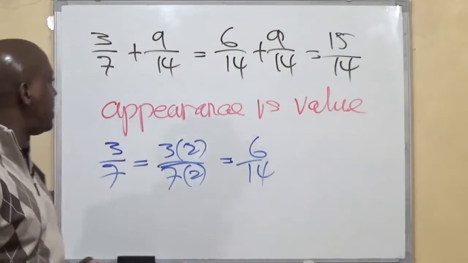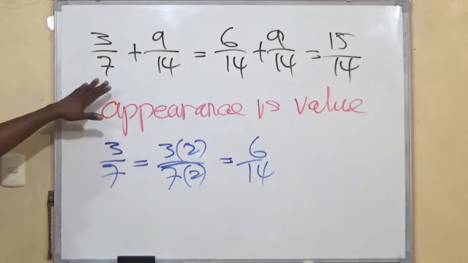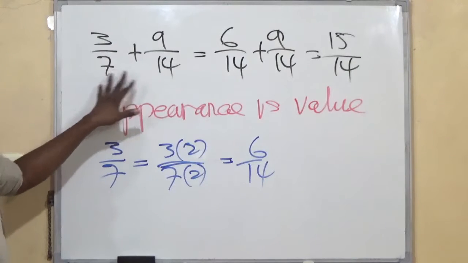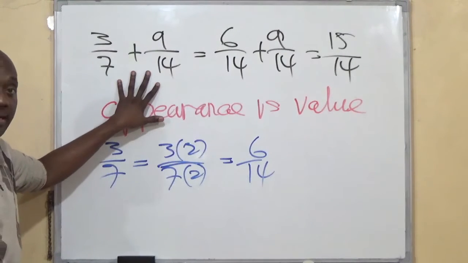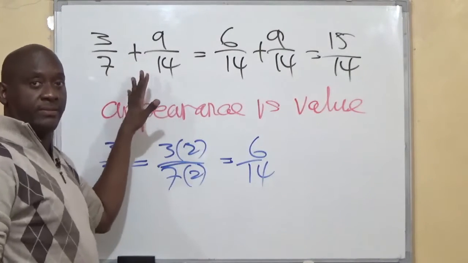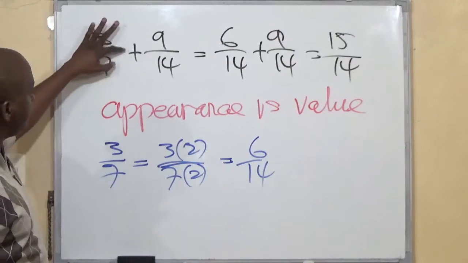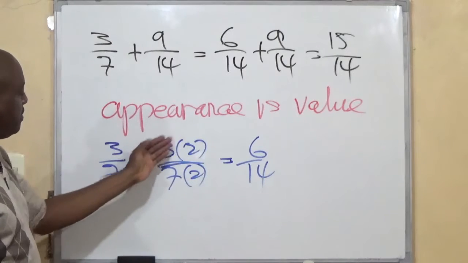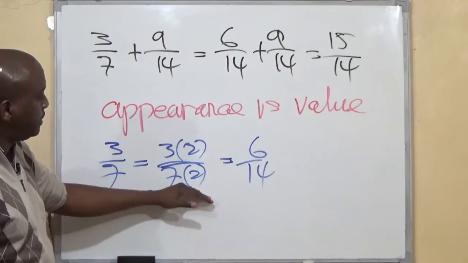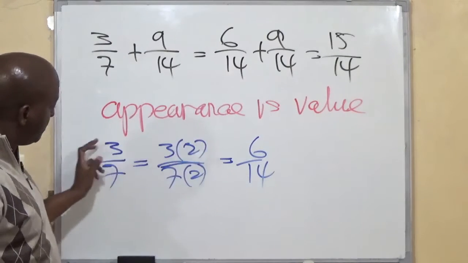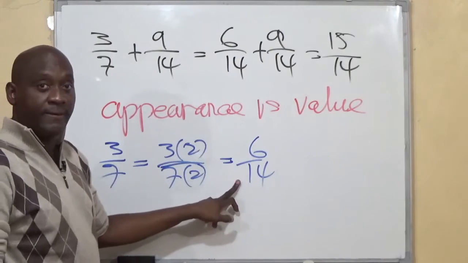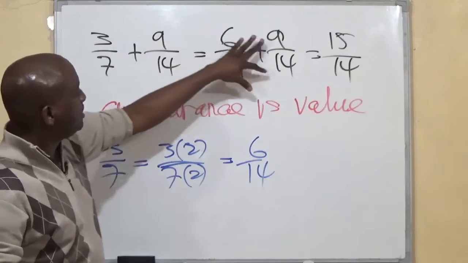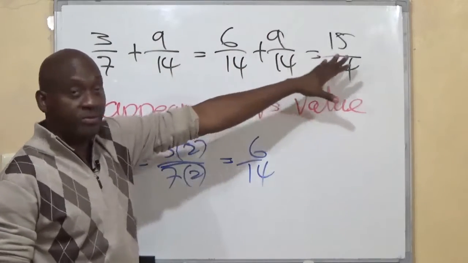So in a case where the denominators are not the same, but you can determine that there is a clear relationship between the two, in this case, 7 by 2 is 14, then you take this fraction and you multiply the numerator and denominator by 2 to change it from 3 over 7 to 6 over 14. And then you just write this as 6 over 14 plus 9 over 14, which will give you 15 over 14 as the answer.